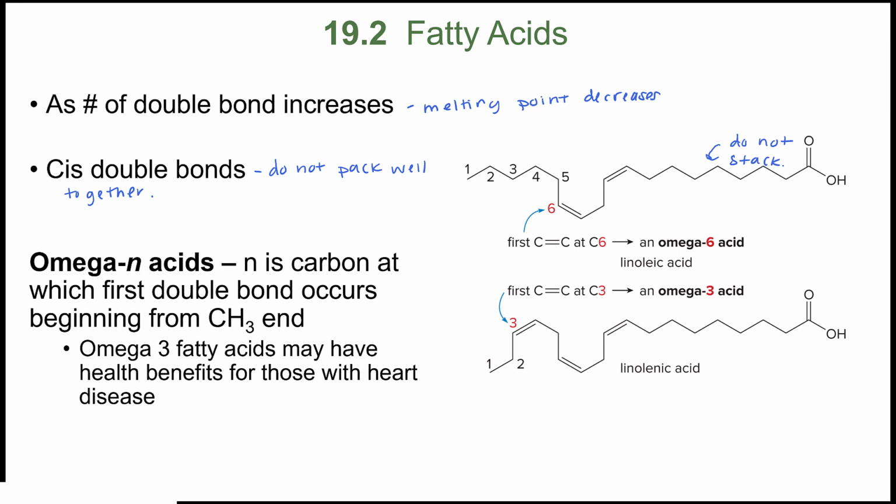You might have heard of omega fatty acids. The n indicates where the carbon is at the first double bond, beginning from the CH3 end. And omega-3 fatty acids, which is shown here, that carbon double bond starts at 3. These have health benefits for those with heart disease. We may have also heard of the omega-6 fatty acids or even omega-9. And that just means that the first double bond with the omega-6 starts at carbon 6.